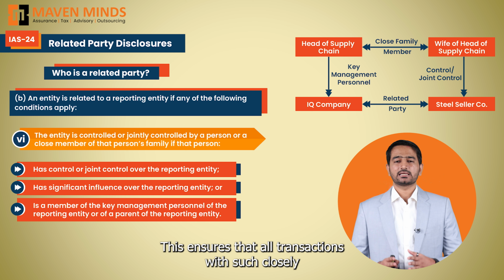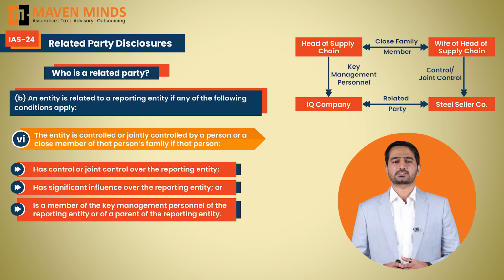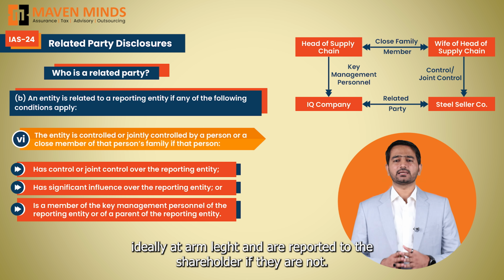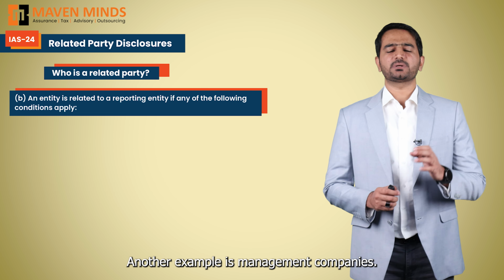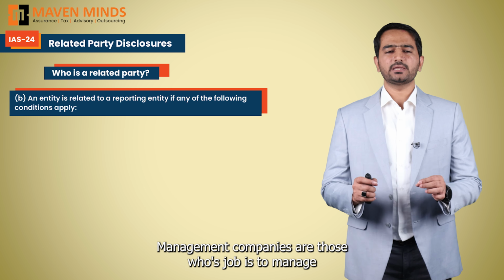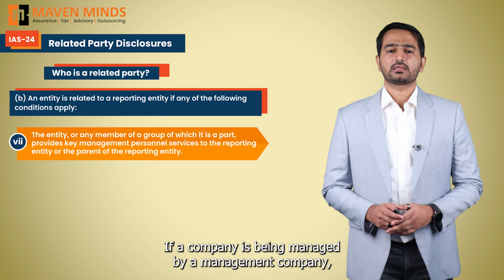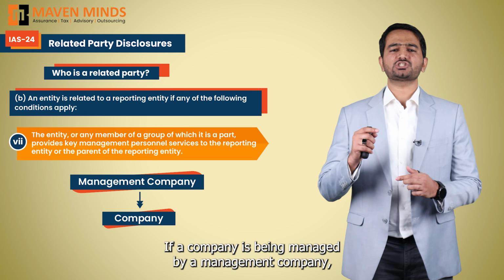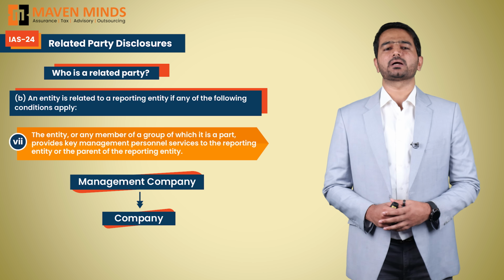This ensures that all transactions with such closely related entities are conducted on a fair basis, ideally at arm's length, and are reported to the shareholders if they are not. Another example is management companies. Management companies are those whose job is to manage different investments of the ultimate parent company. If a company is being managed by a management company, that management company is also a related party.